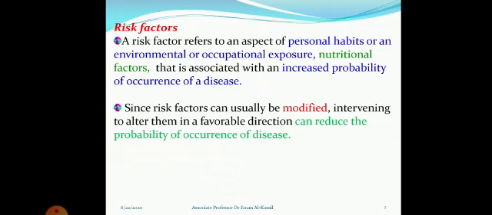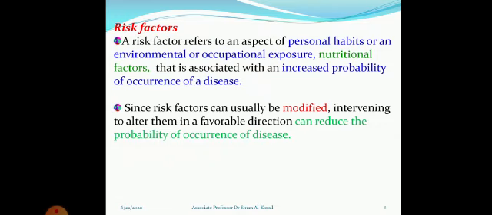And other risk factors are nutritional factors. Different deficiencies or increases in certain nutrient factors are also regarded as risk factors in the occurrence of disease, that is, associated with an increased probability of occurrence of disease. There are a large number of risk factors. You can give a large number of examples of risk factors.